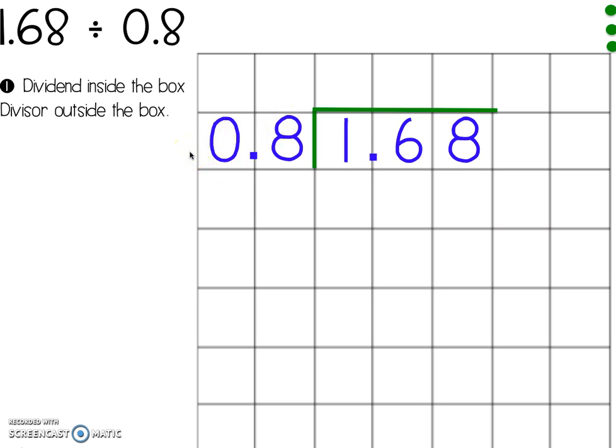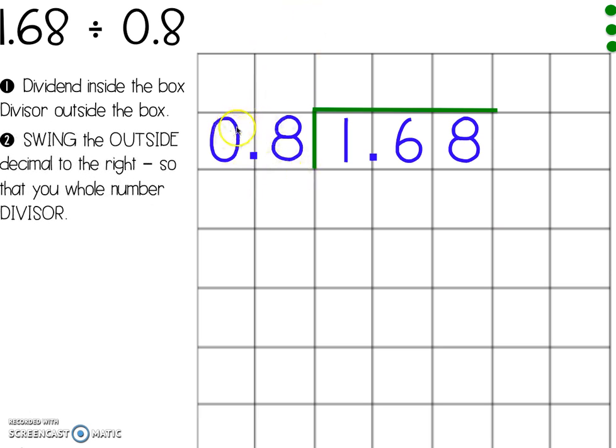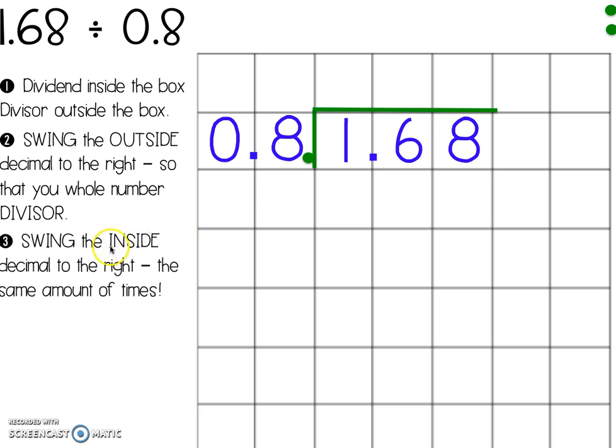All right, then what we're going to do is, we can't divide when our divisor is a decimal. So we're going to swing this decimal point as many times as we need to make it a whole number. So in this case, we have 0.8. So we only have to swing that decimal one time to make it a whole number of an 8. Now, when you do that on the outside, we've got to swing the inside decimal to match that same amount of times. So we're going to take it from here, swing it over one place.